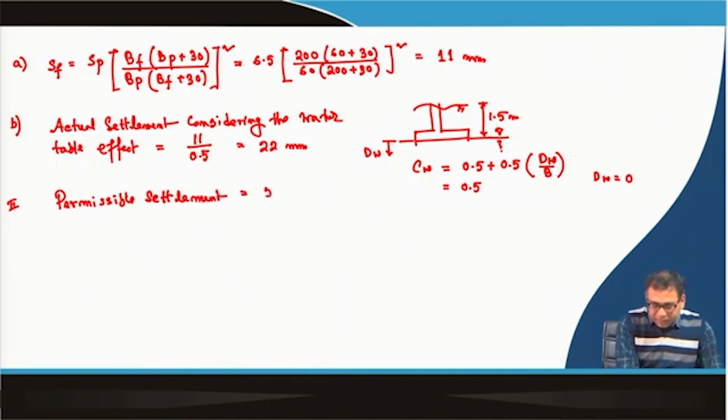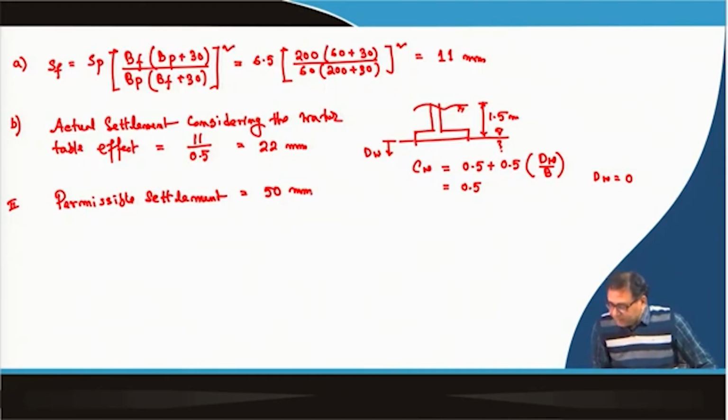Permissible settlement which is given is 50 millimeter. And this settlement is considering the water table effect. So, that means if we do not consider the water table effect, and we are applying this correction, that means when your plate load test was conducted, that time water was not present there. So, that is why you have to consider this water table effect.